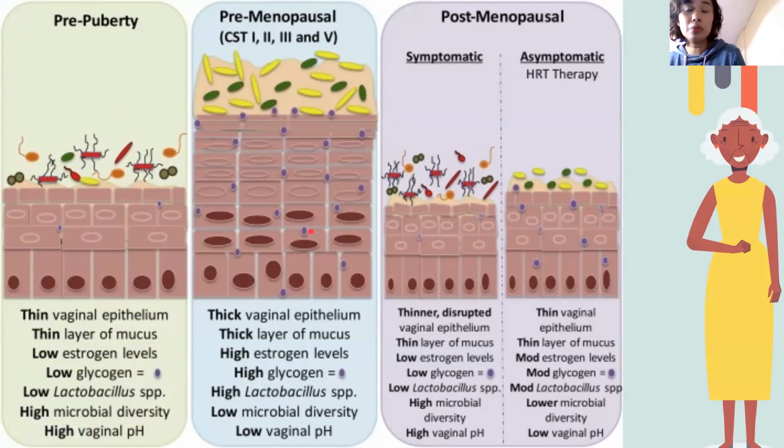So premenopausal, ito yung active na active pa yung estrogen, makapal ang vaginal epithelium, thick layer of mucus, high estrogen levels, high Lactobacillus species. So ang pinakamalaking Lactobacillus species ay Lactobacillus acidophilus. Mamaya, tingnan natin ang low vaginal pH. Postmenopausal, numinipis na yung vaginal epithelium. May symptomatic and asymptomatic pala. So, yan.